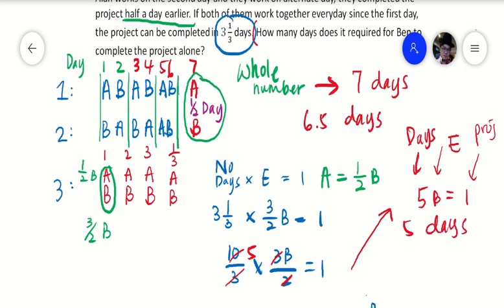Now, alternatively, we can also calculate it this way. The efficiency of B is 1 over 5. Okay, the efficiency of Ben is 1 over 5. It means that in 1 day, Ben is going to complete 1 over 5 of the project. So if B completes 1 over 5 of the project in 1 day, it takes 5 days for Ben to complete the whole project. Okay, so this will be the solution of the problem.